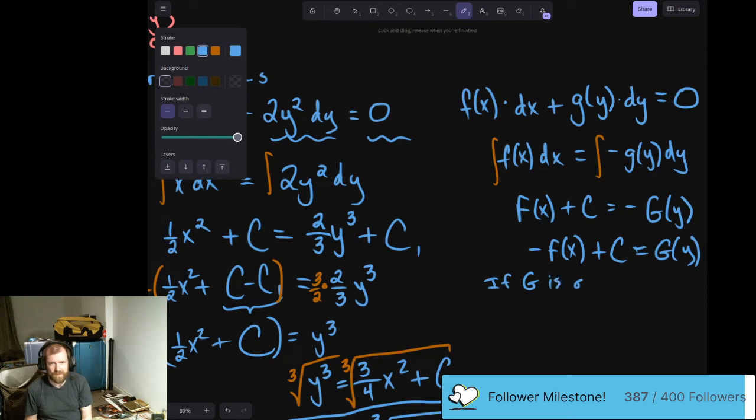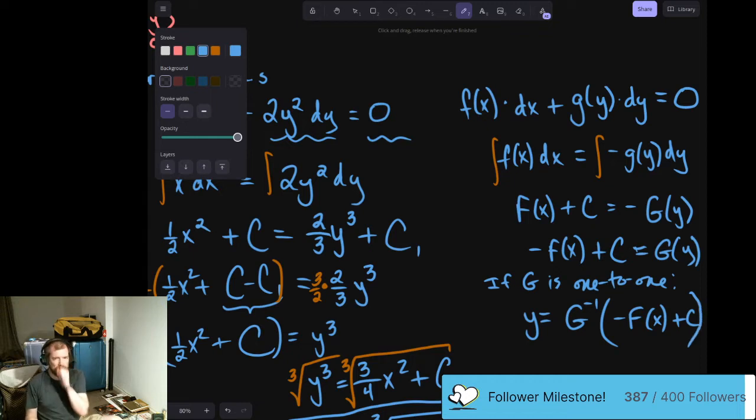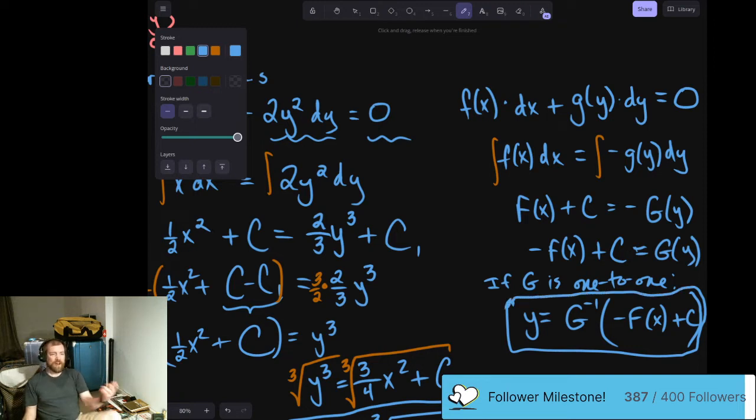And if g is one-to-one, then our y is going to be equal to big G inverse of negative F of x plus c. So we can really solve this generally if g is a one-to-one function. If not, it's not that huge of a deal. It's fine.